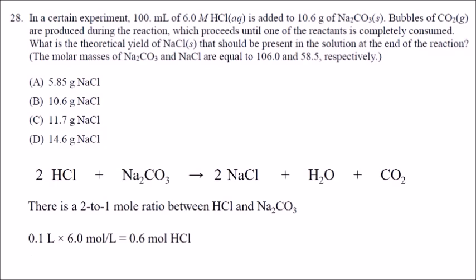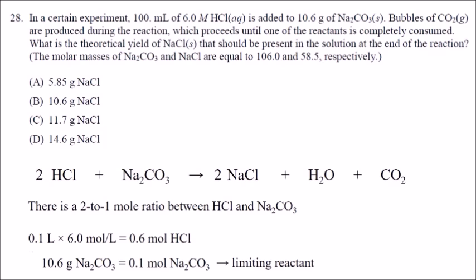Now with the Na2CO3, they've given us 10.6 grams, and since the molar mass is 106, 10.6 divided by 106 is exactly 0.1. So we have clearly a large excess of HCl. We have way more than the 2-to-1 mole ratio that we need. Since HCl is in excess, that means that the sodium carbonate is the limiting reactant. The limiting reactant will determine how much product we can make.